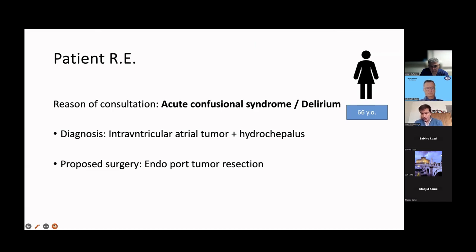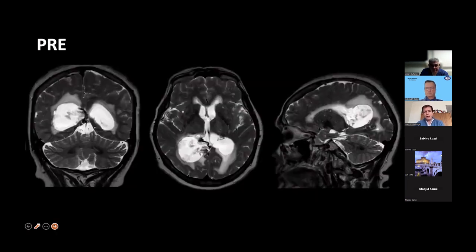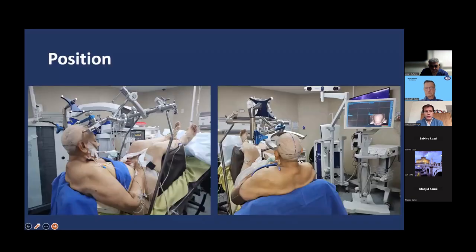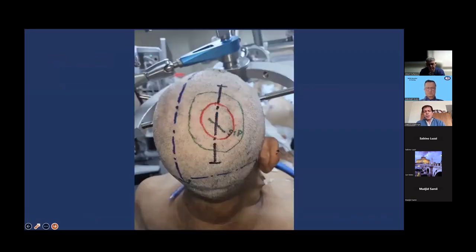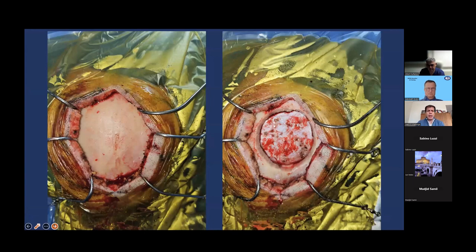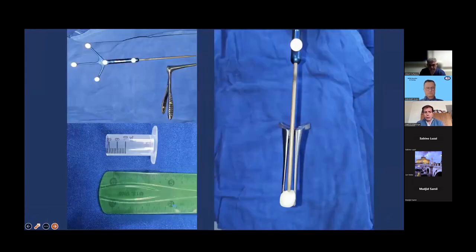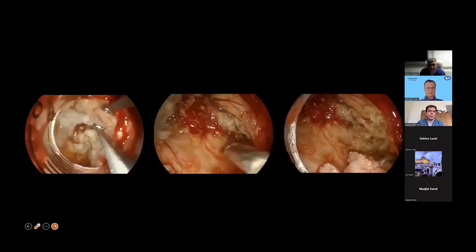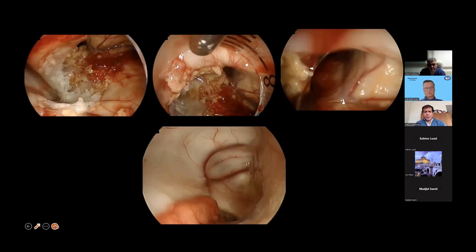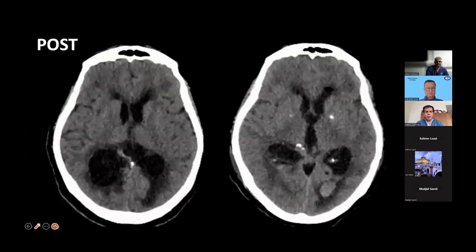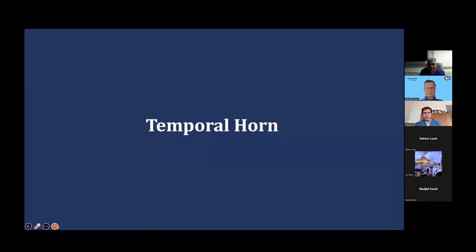A 66-year-old woman with acute confusional syndrome. And this is the preoperative MRI with an epidermoid tumor in the right atrium. And this is the patient in the semi-sitting position. I use the intraparietal sulcus with a keyhole approach, a very small approach, and a handmade port with neuronavigation to approach the atrium. And this is the intradural stage, removing the epidermoid tumor, very, very easy. And this is the ventricular vision after the resection, the postoperative MRI without tumor, and the temporal horn.